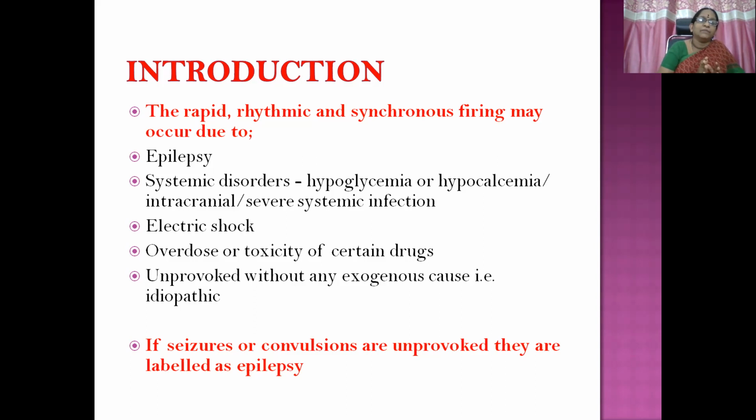It is a similar kind of epilepsy, but it is not epilepsy, like systemic disorders, which can be hypoglycemia or hypocalcemia, and intracranial or severe systemic infection, and even electric shock, overdose, or toxicity of certain drugs. Those are otherwise referred to as proconvulsant drugs or epileptogenic drugs. Then unprovoked without any exogenous cause, that is idiopathic: if seizures or convulsions are unprovoked without any further reason, then it is called epilepsy.